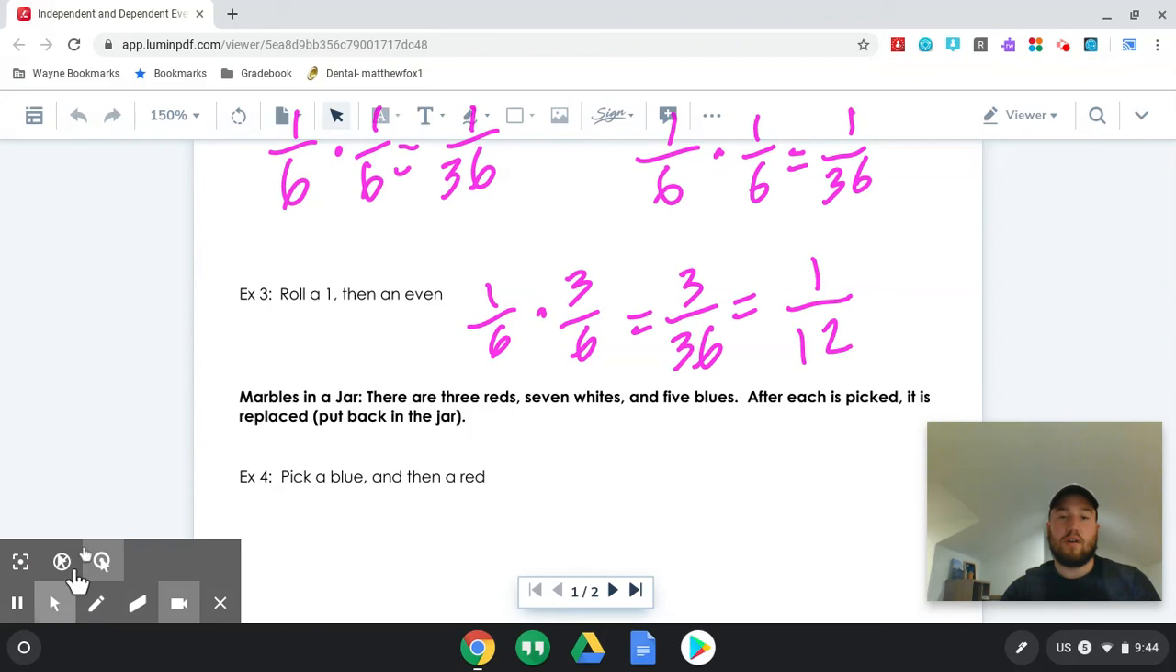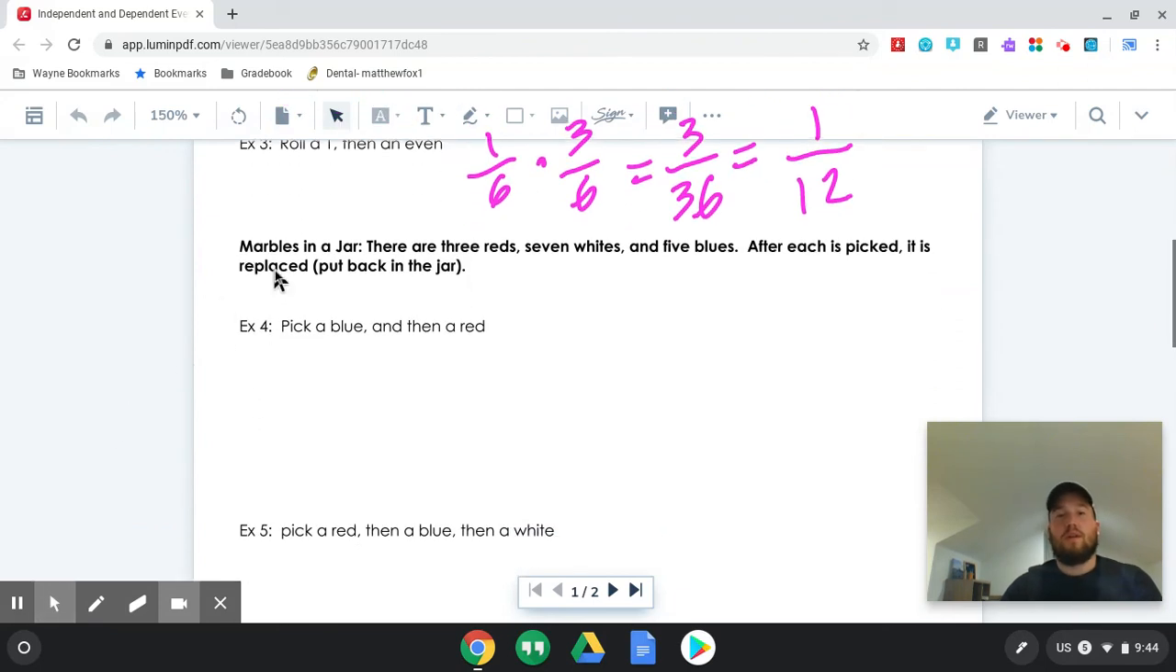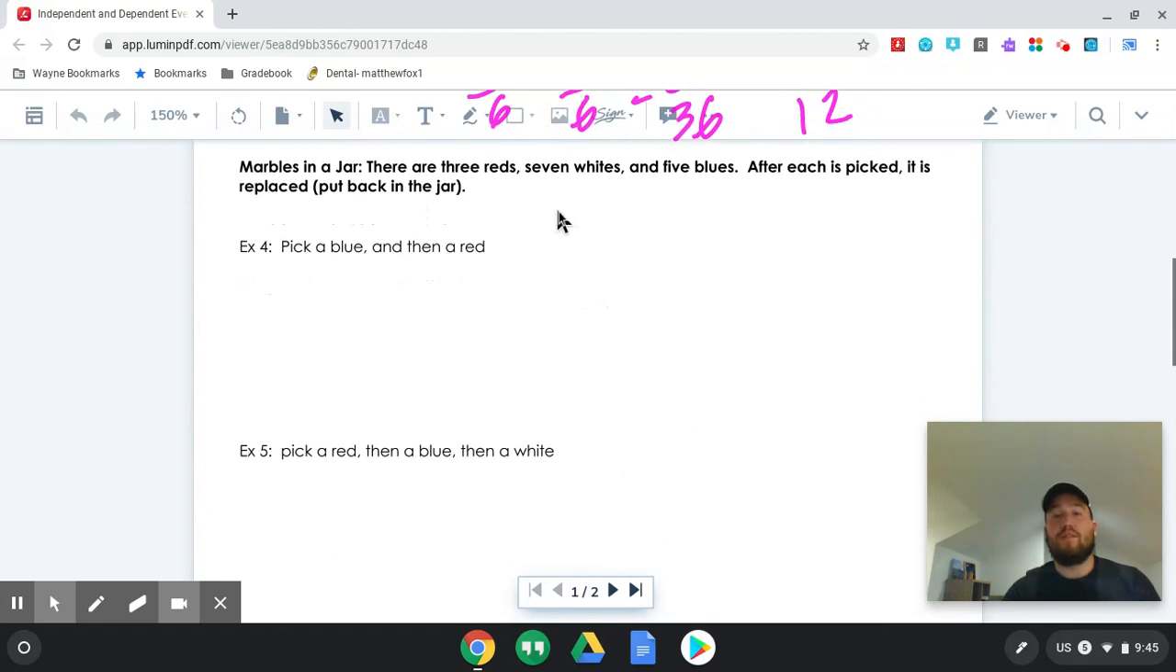Okay, now our second situation. We're pulling marbles out of a jar. It says there's 3 red marbles in this jar, 7 white marbles, 5 blue marbles, and after each is picked, it is replaced, meaning put back in the jar. Now that's the key thing here. After each one is picked out, we put it back in the jar, and they're all mixed up, and we have a random chance of getting each marble, just like before. Now, this will also be independent because it's replaced each time. The fact that I pulled a blue one out the first time does not change my odds the second time.